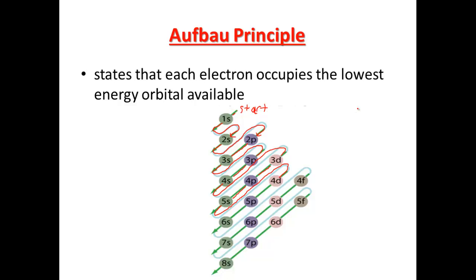Now, as a reminder, the s orbitals can fill 2 electrons max. P can have 6 electrons total or maximum. The d can have up to 10 electrons. And then finally, the f orbital can fill up to 14 electrons. We'll break that down again here in a little bit from last section.